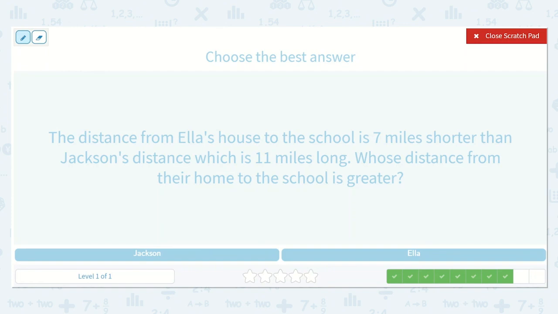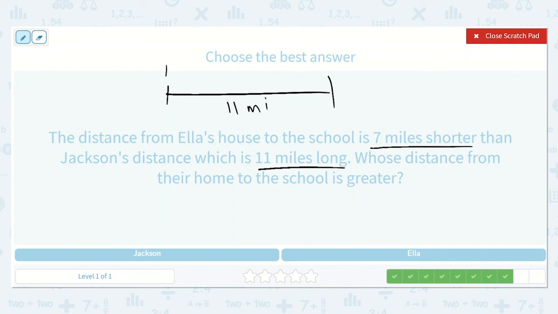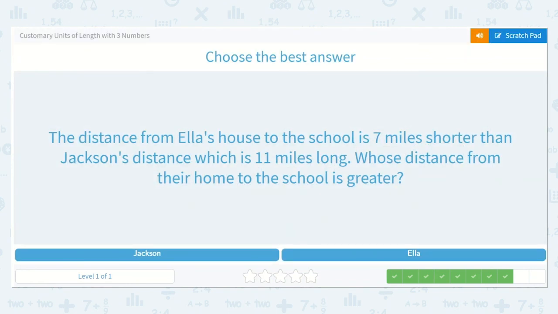This one says, the distance from Ella's house to the school is 7 miles shorter than Jackson's distance, which is 11 miles long. Whose distance from their home to the school is greater? Well, we know that Jackson's distance is 11 miles long. And we know that the distance from Ella's house to the school is 7 miles shorter. So we know it's going to be 7 less than Jackson's. So whose distance from their home to the school is greater? Well, I would say Jackson's for sure because his is 11 miles and we know that hers is shorter.